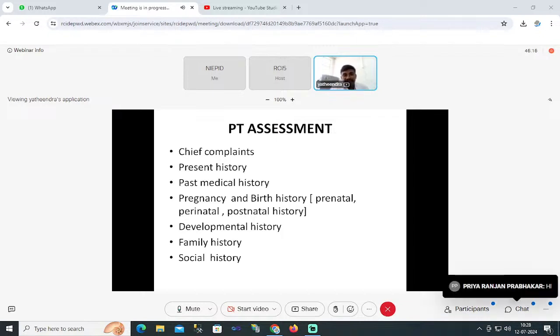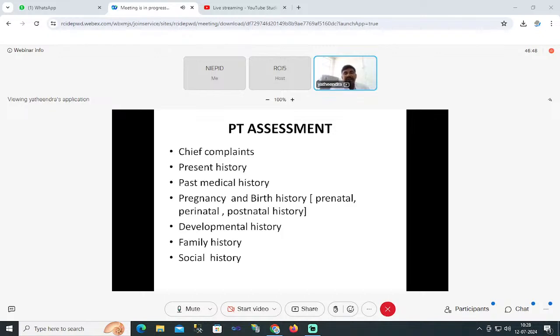Then present history. You need to take the history. I was telling you the prenatal history, perinatal history, postnatal history. What are the factors that lead to the development of CP? We need to identify that. So that comes under present history. Then past medical history: any drug related histories, any medications, any pharmacological history that you need to take. Then pregnancy and birth history, prenatal, perinatal, postnatal. I already explained that we need to take it, very important.